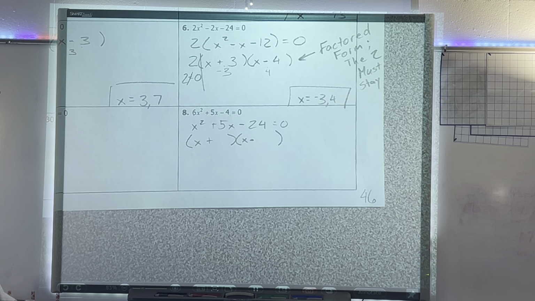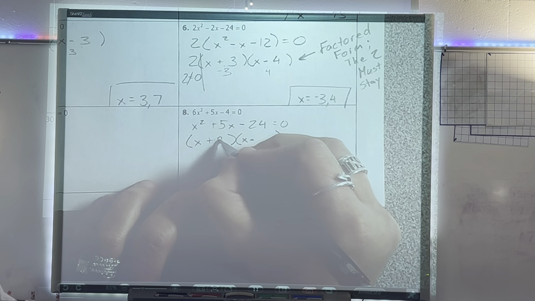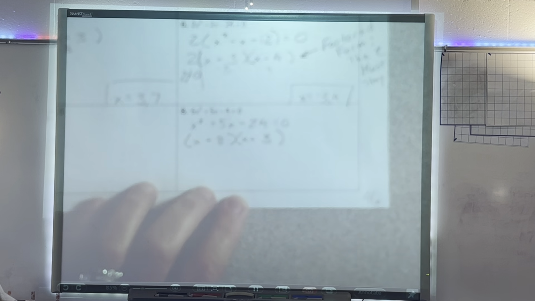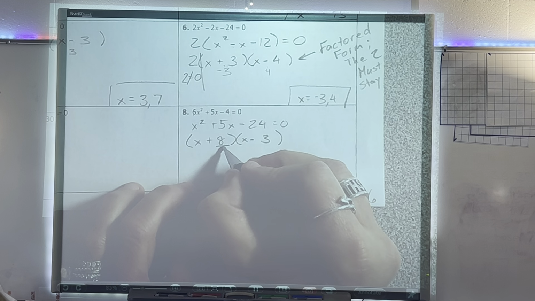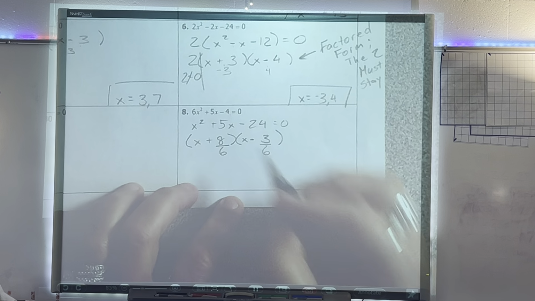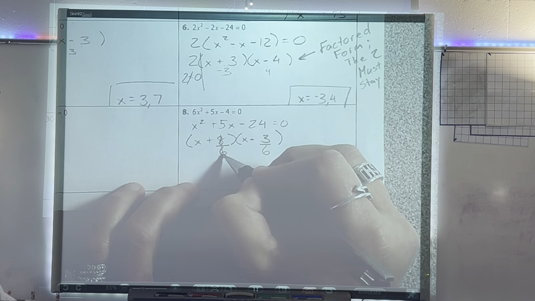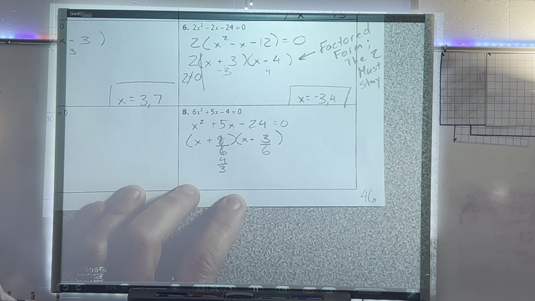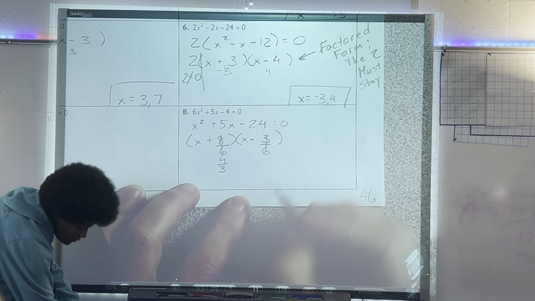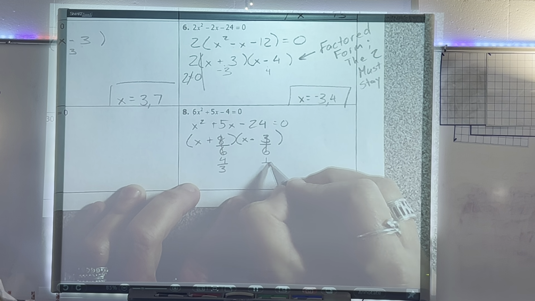Three and eight, which one's positive and which one's negative? Very good. Eight is positive, and 3 is negative. All right, now I have to go back and do what? Yeah, I got to divide that 6 out. So I've got this here, and I've got this here. 8 over 6 simplifies and gives me 4 over 3. And 3 over 6 simplifies and gives me 1 over 2.